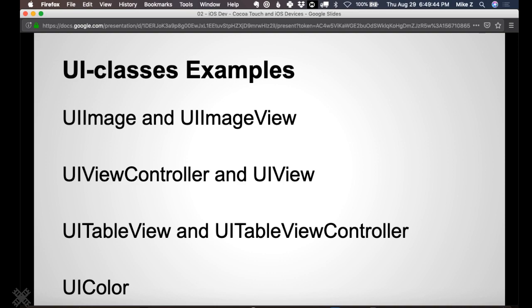All right, so some UI classes besides the ones we already mentioned. UI image is the actual image data, and then image view is the view of the image that gets displayed to the screen. So basically what you do is you load in an image, a UI image, and then you give that UI image to an image view, and that UI image view lives in a UI view. So the UI view is actually what's on the screen, and that's controlled by a UI view controller.